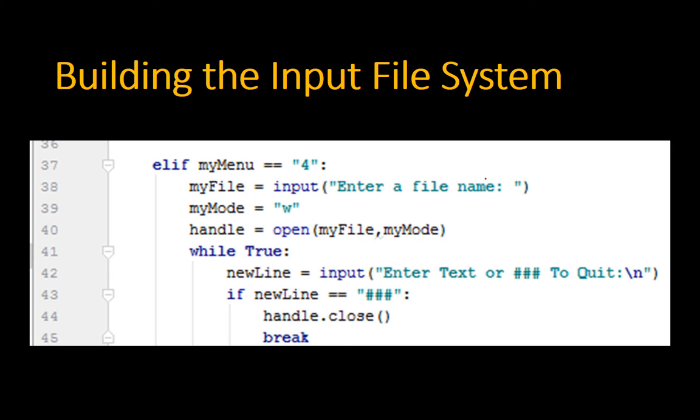Next thing we want to do, we want to use flow control and say if new line equals 3 number signs, then we're going to close the file. And that will write everything out to that file. Now, we still have the problem of the while true loop because we worked with it and we wanted to repeat our data entry as long as we could.